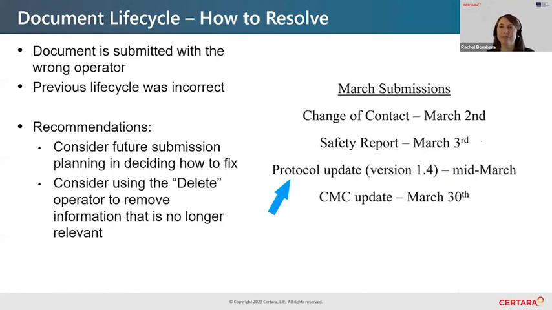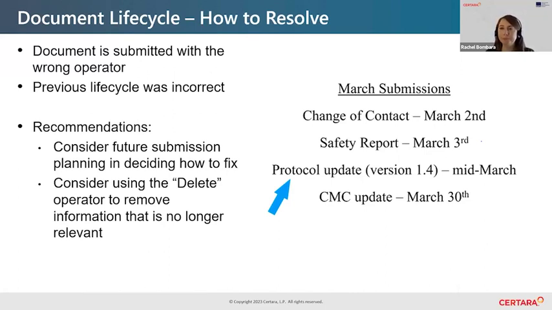So how do you resolve it if an issue happened with the life cycling? Well, if you have a much older submission application and there's information that's really no longer relevant, wasn't replaced, or was left in the submission, it may be time to consider using the delete operator to remove information that is no longer relevant to the overall application. This delete would remove the information from the current view of the application for a reviewer, so it's no longer present.